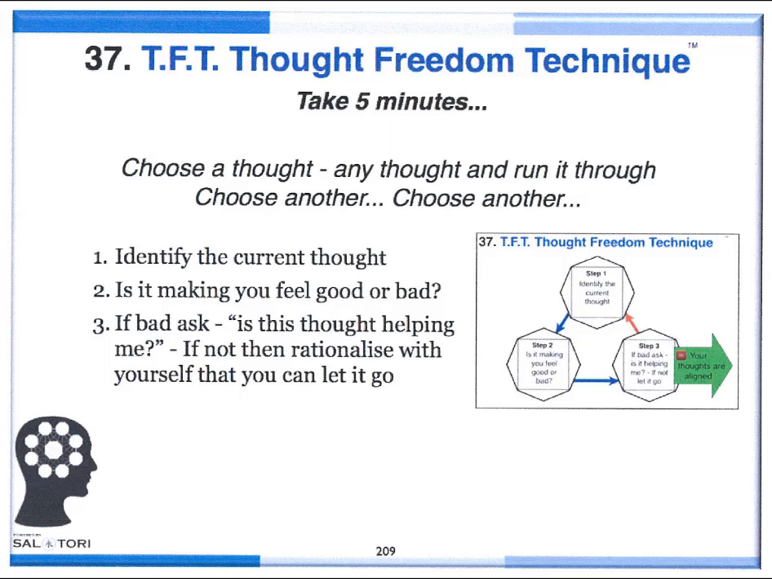Right, okay, this is quite an easy one. I want you to choose a thought, any thought, and run it through. Choose another, then choose another. So you're going to choose three individual thoughts and run them through the system. Identify your feeling: is it making you feel good or bad? If bad, then ask, is this sort of thought helping me? If not, then rationalise with yourself, should we let this go? Because it's not helping us. Then move on to the next thought, and do it with the next thought.